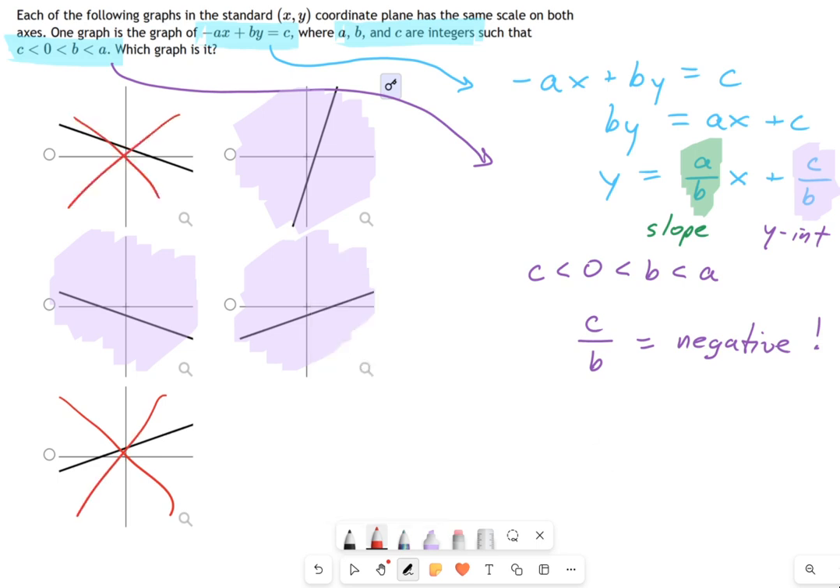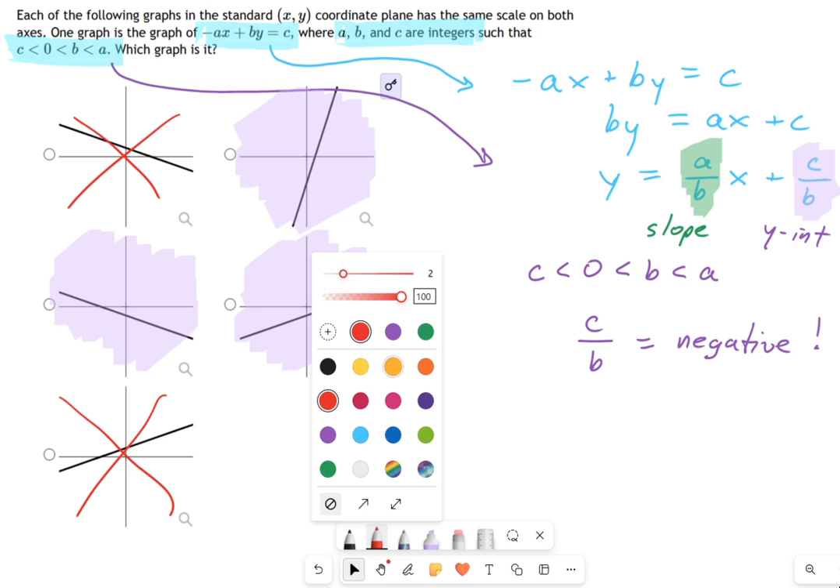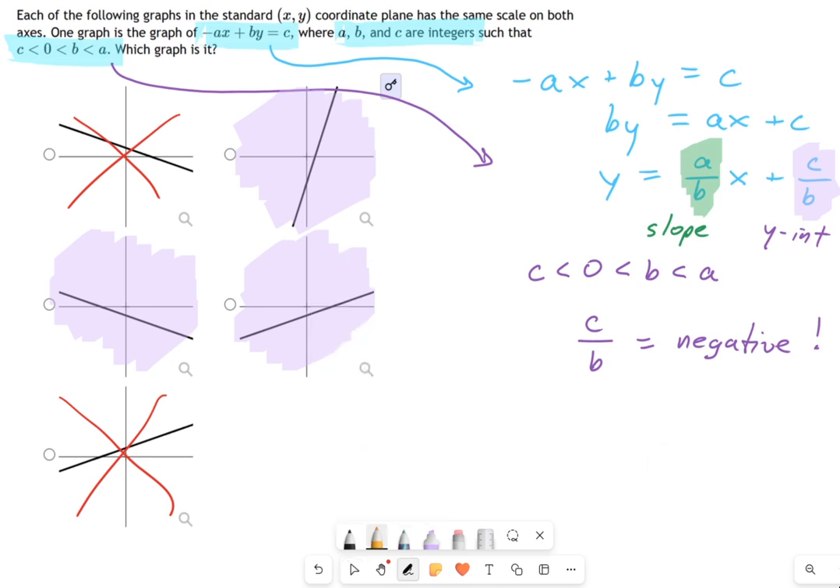Next, let's use some information about the slope. If you look at a and b, I'll pick a different color here, gold. If you look at the a and b values, a and b is positive because both of them are greater than 0. And not only that, a over b is such that a is big and b is small.